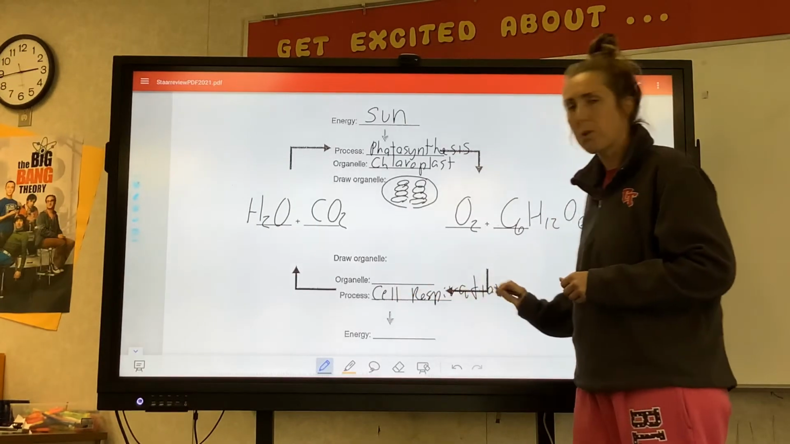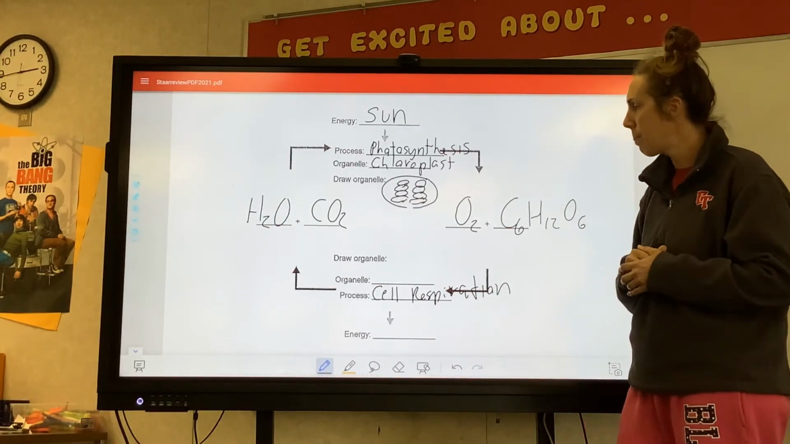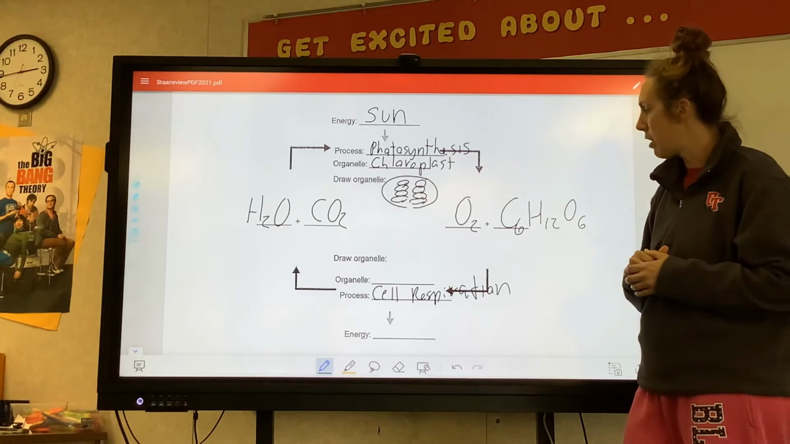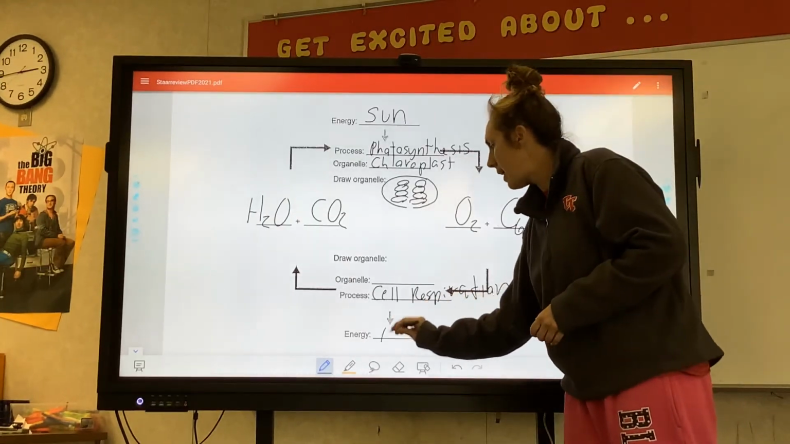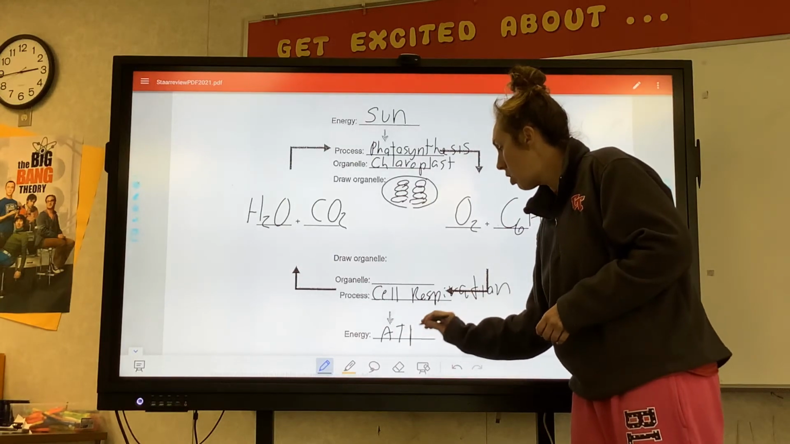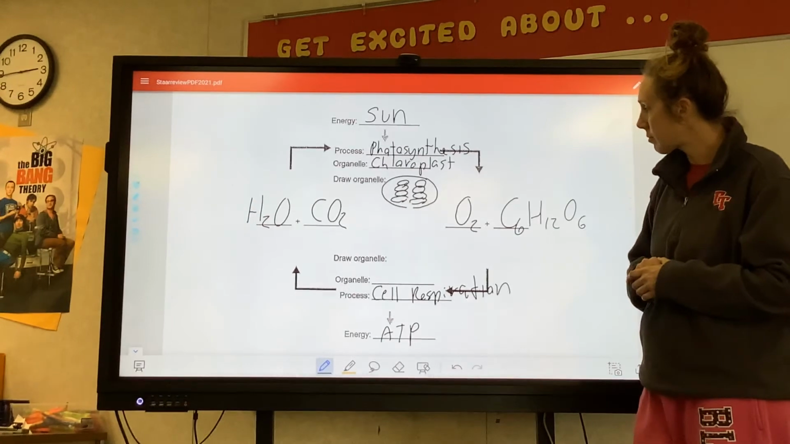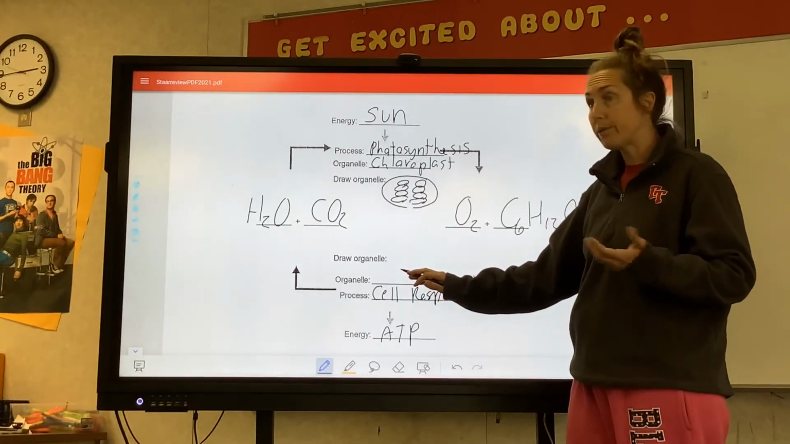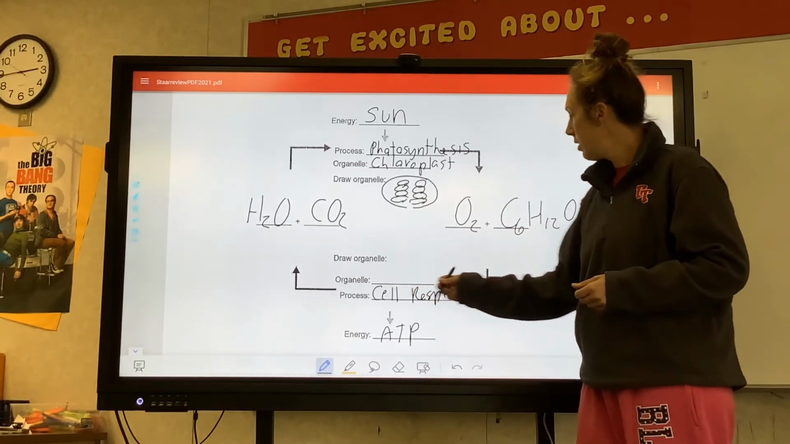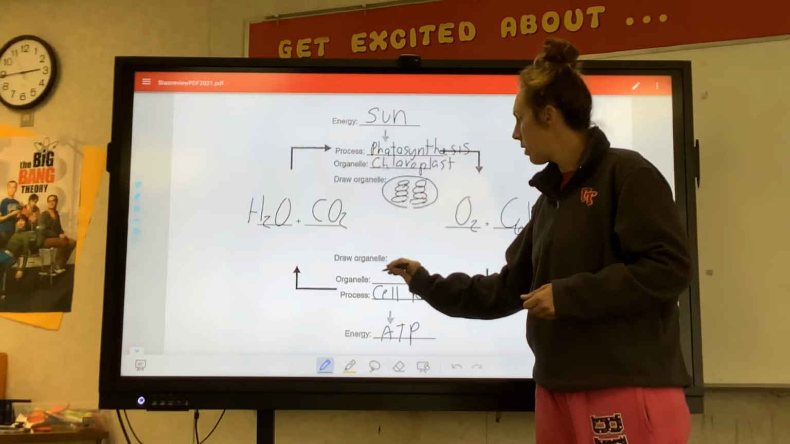so cell respiration could be called cellular respiration. They could even call it just plain respiration, okay? So this is how we actually make our energy. So the end product is what kind of energy? We can call it ATP energy, or we could even call it chemical potential energy. Okay, so the mitochondria, or animals, takes in the oxygen, takes in the glucose, okay? The organelle is the mitochondria.